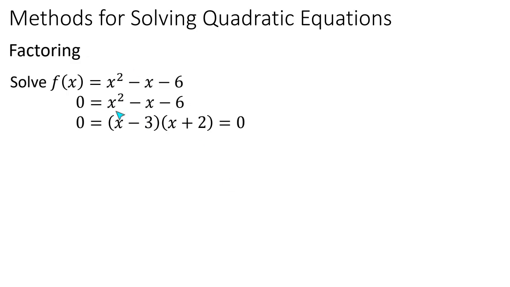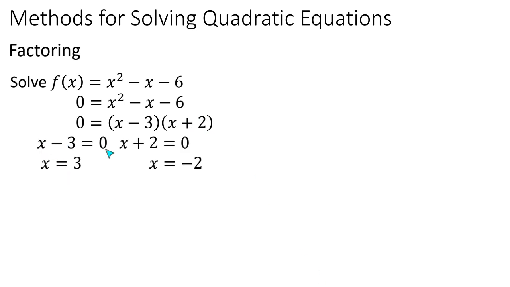Okay, so here this is going to factor as x minus 3 and x plus 2. And so if we set it equal to 0, then we have x minus 3 equal to 0 and x plus 2 is equal to 0. So our answer is x equals 3 and x equals negative 2.